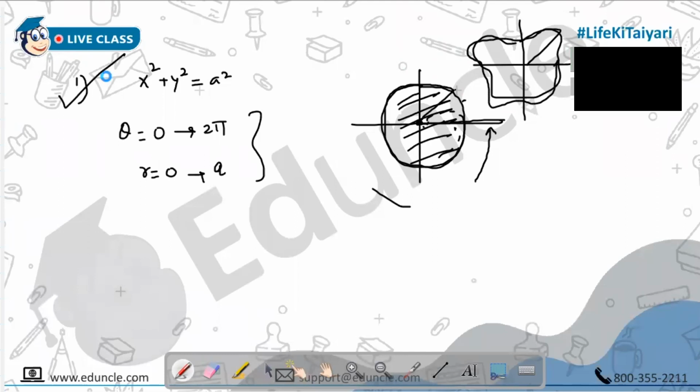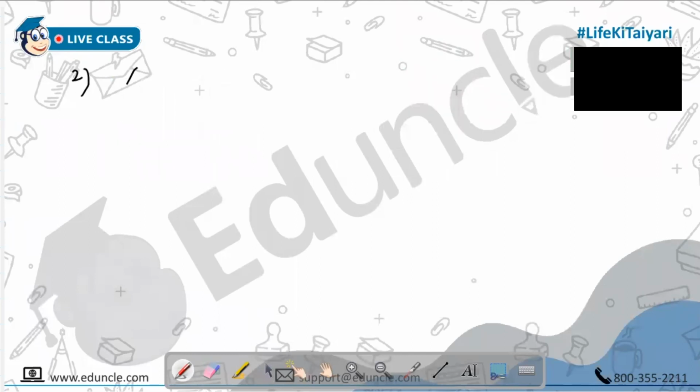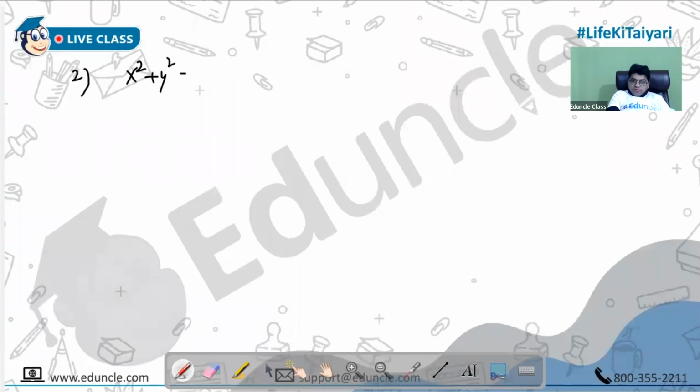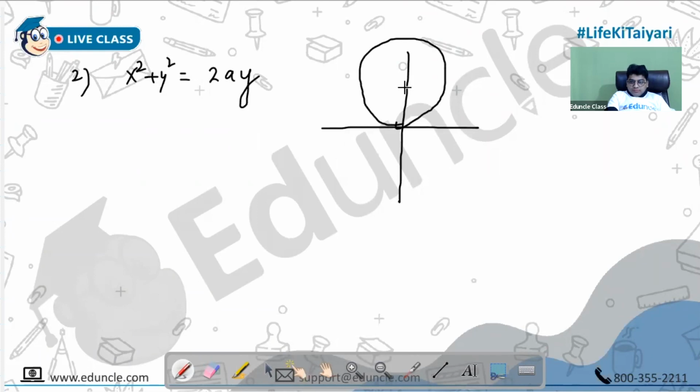Yes, sir. Second is x square plus y square is equal to 2ay. Let us consider. So what is the circle? The circle is this one, center 0 comma a, and radius is also a. Yes or no?